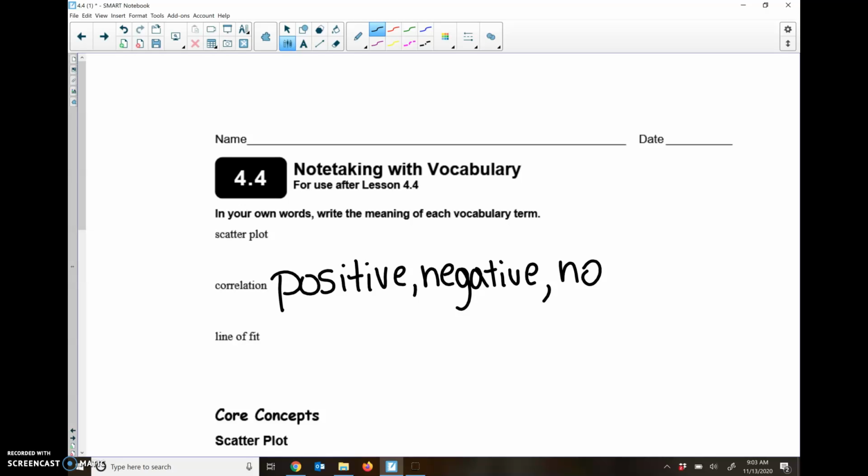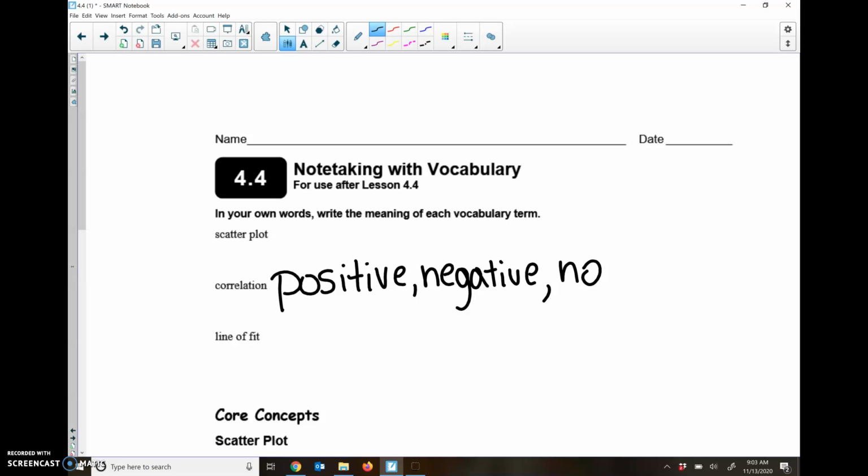The same thing goes for negative. Negative isn't necessarily always a bad thing for correlation. It means something is going to go up to make the other thing go down. The more you work out, the less you're going to weigh. So the more you work out, 5 minutes a day, 10 minutes a day, 100 minutes a day, then your weight is going to go down. So something goes up to make the other thing go down.